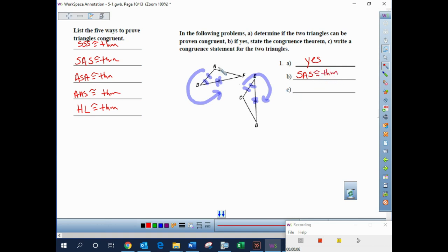And these triangles are congruent by the side-angle-side congruence theorem. And then we've got to write a congruence statement. So we name the first triangle whatever we want. So we'll call him triangle ABF. Whatever, it doesn't matter. And then you've got to put the second one in corresponding order.